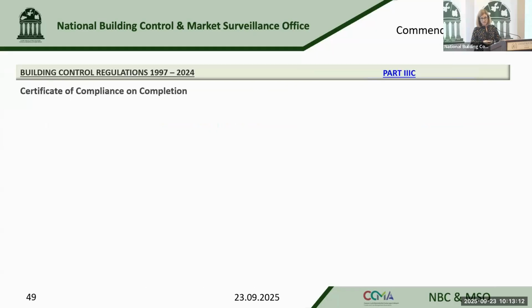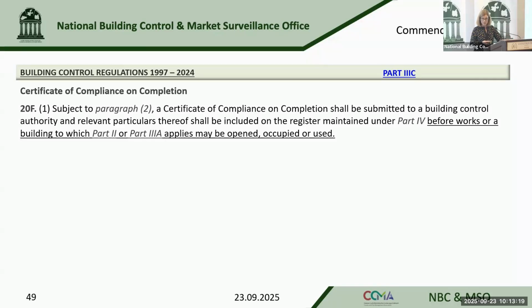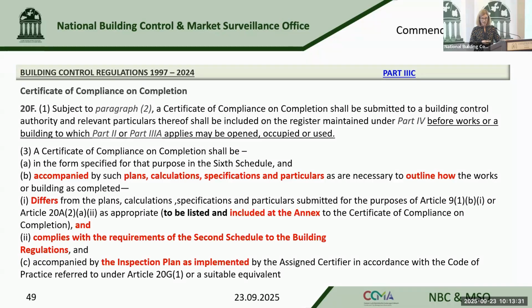So then the certificates of compliance and completion are under part 3C, and Richard will be speaking about these. But the ultimate aim is to achieve a certificate of compliance on completion because it's necessary before the building may be opened, occupied or used. And as I said, Richard will go through the requirements with regards to the certificate of compliance on completion.